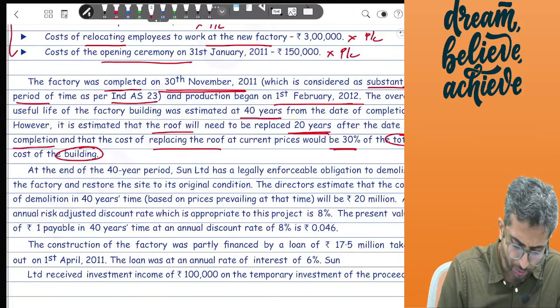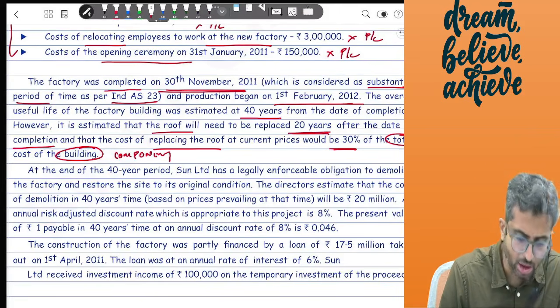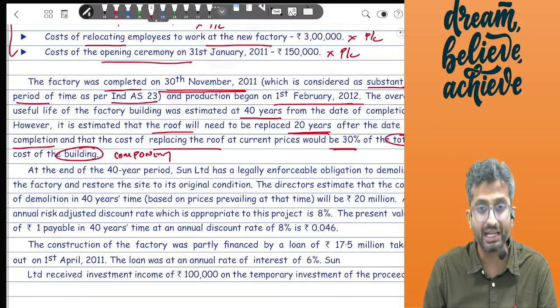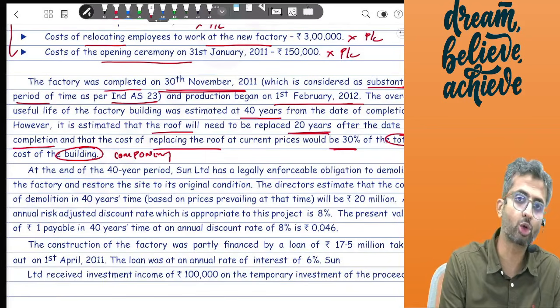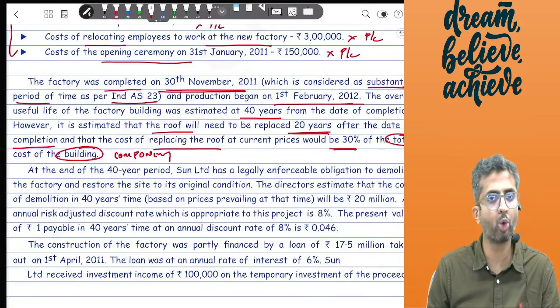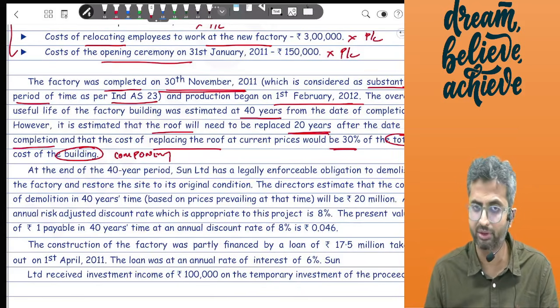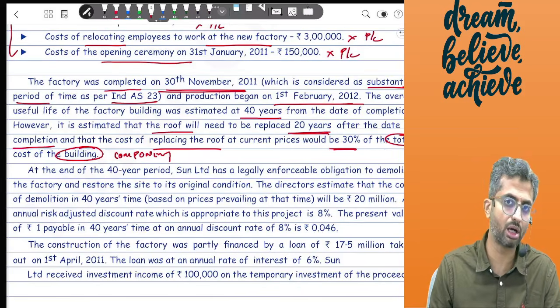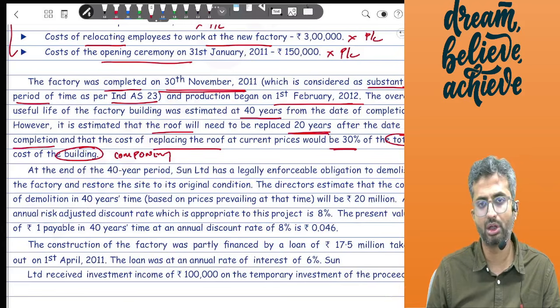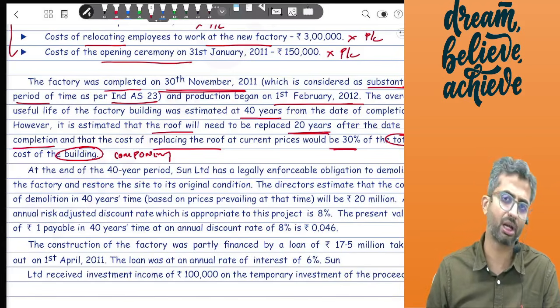Okay. So over here, this is for the component method. You will somehow try to find the cost of the building. 30% of the total cost of the building is attributable to roof. That you will depreciate over 20 years to find the per annum depreciation. The remainder 70% you will depreciate over 40 years to get the per annum depreciation.